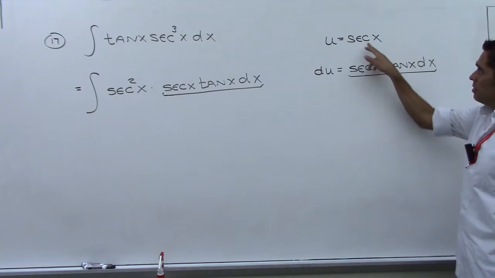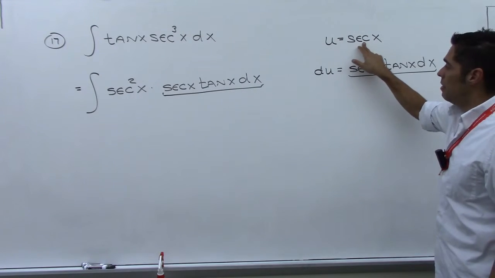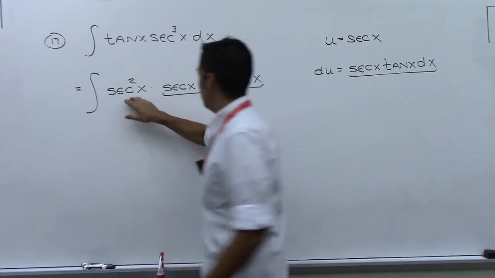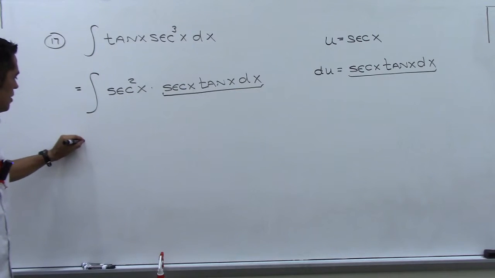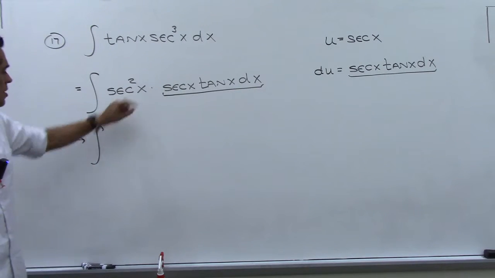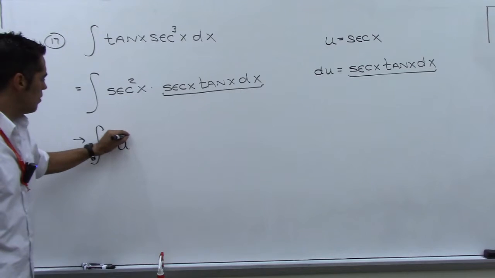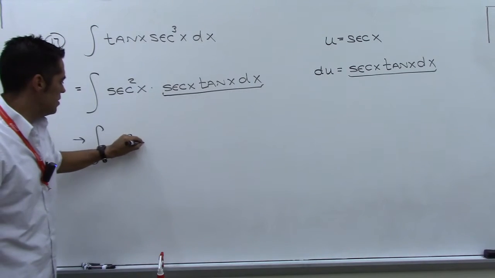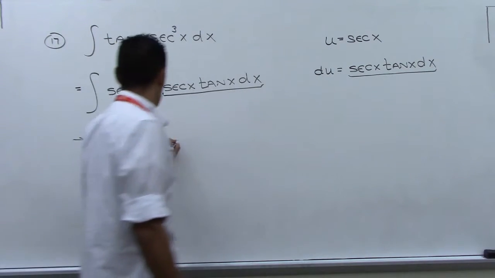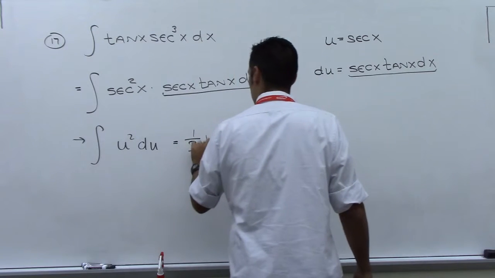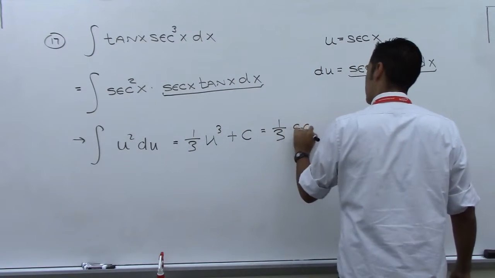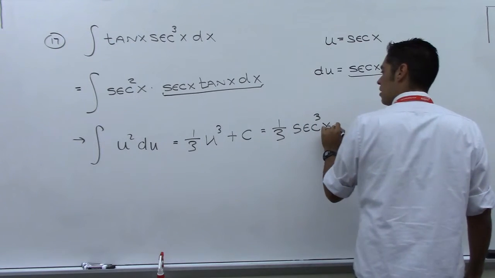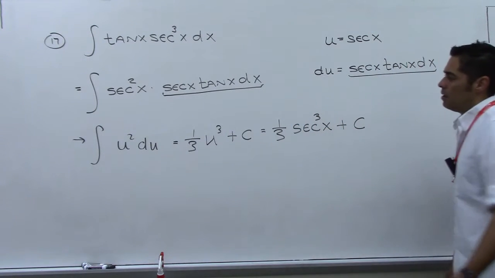So that means that I've got to come in here with what's left and somehow get that in terms of secant, which it already is. So this is going to be straight away, u is going to be secant x, so u squared. Then everything out there is du. The antiderivative here is 1/3 u cubed plus c, which is 1/3 secant cubed x plus c. So that's it.